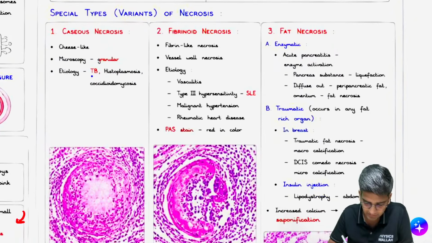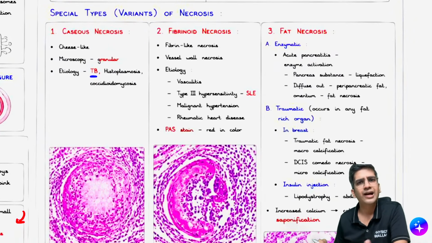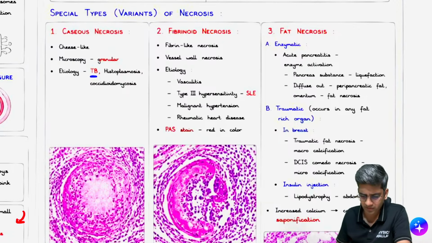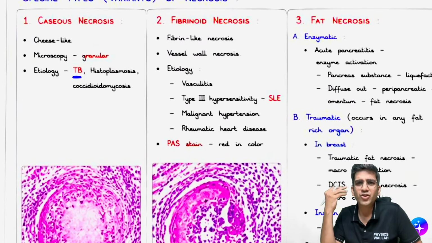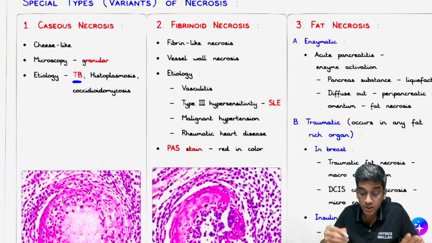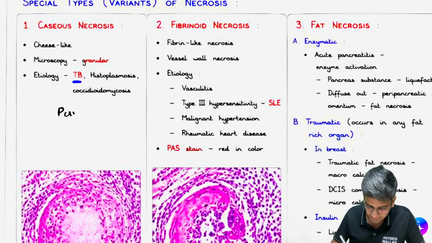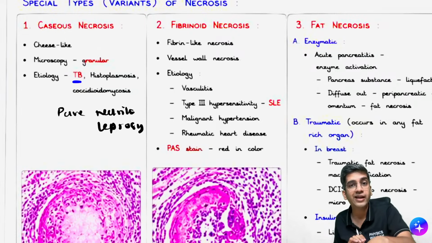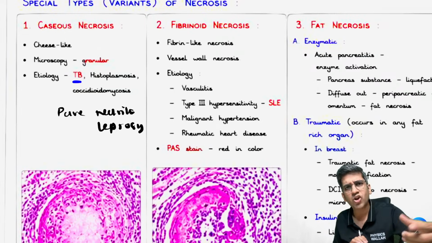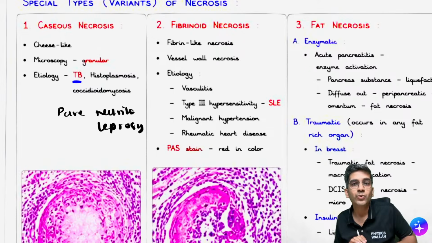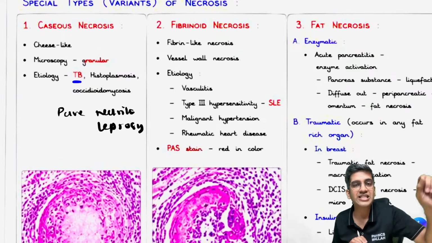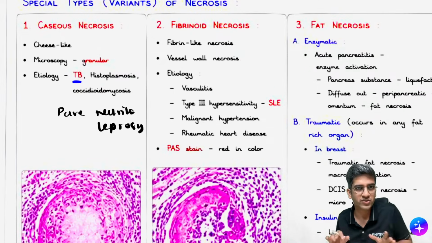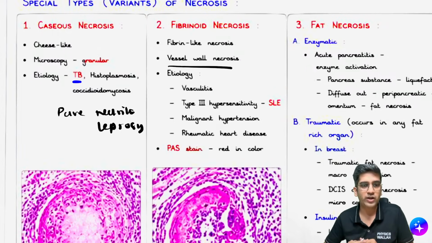And one place I will see it is TB. Never forget TB. Others, histoplasma, coccidioidomycosis, if we forget, I'm okay with that. Not very common, but TB, definitely. Pure neuritic leprosy, definitely. Okay? These are two important things which you never forget, right? Fibrinoid. Oid means like. Fibrinoid is fibrin-like necrosis. I will see fibrin when there's a blood clot, which means when a vessel is involved, when a vessel is damaged, we get a fibrinoid necrosis, fibrin-like necrosis. That is vessel wall necrosis.